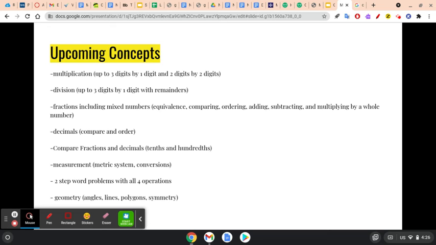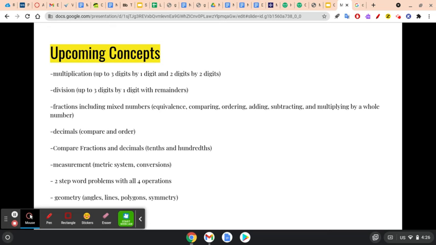Then we will go to decimals. We will be comparing and ordering decimals, and then we will also compare fractions and decimals to the tenths and hundredths. We will look at measurement. We will be looking at the metric system and conversions.